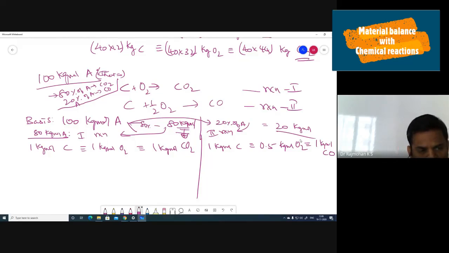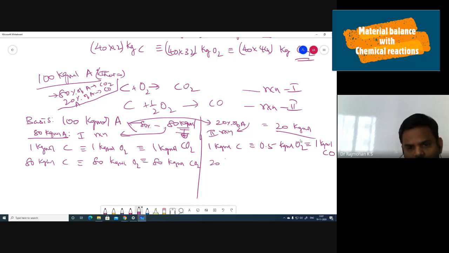Again, here also we are assuming 100% conversion. Out of this 80 available, 80 kg mole of carbon reacts with 80 kg mole of oxygen to form 80 kg mole of CO2. Here, 20 kg mole of carbon reacts with 10 kg mole of oxygen to form 20 kg mole of CO.